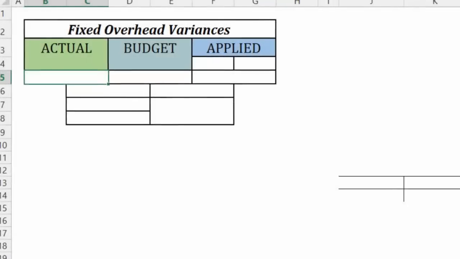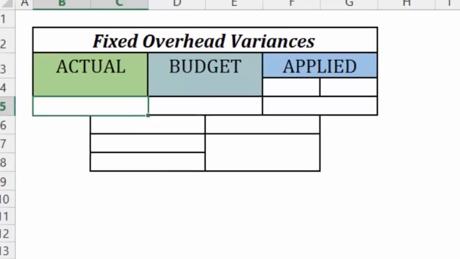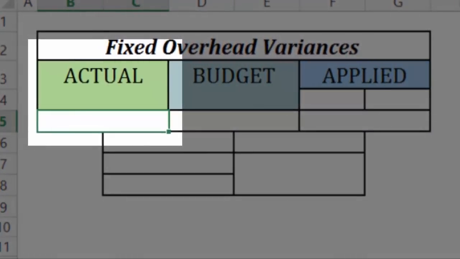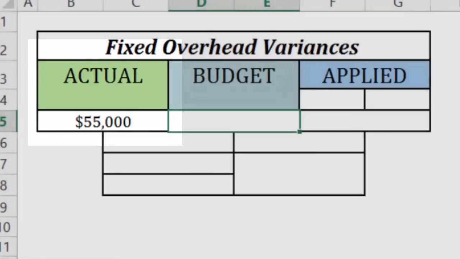Again, notice that I have taken the actual box, gotten rid of the formula, and I just have actual in there for the same reasons as I explained in the variable manufacturing overhead video: this is made up of a lot of different things: rent, taxes, supervisors' salaries, etc. And there's no good way to say that there was an actual quantity times an actual rate when you're mixing together 4 or 5 completely different items. We know from looking at the numbers just a minute ago that our actual costs were $55,000.